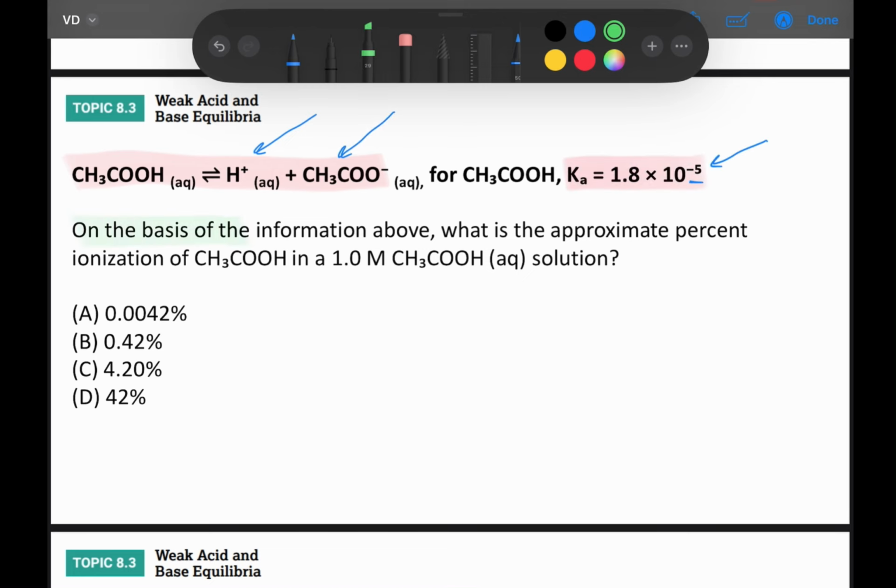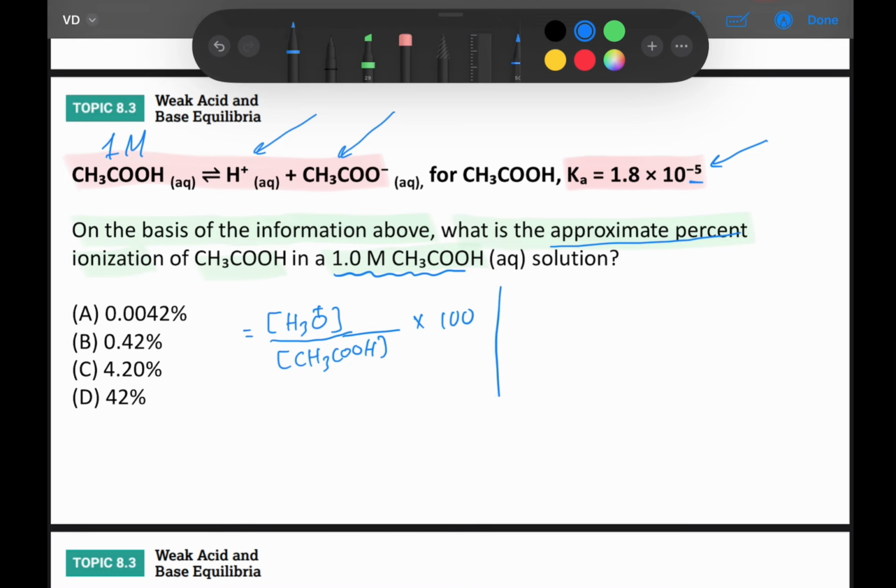On the basis of the information above, what is the approximate percent ionization of this acid at this molarity? Just keep in mind, this represents the original molarity of the acid, which is 1 molar. All right. The question is asking me to calculate the percent ionization. The percent ionization is equal to the concentration of hydronium ion divided by the original molarity of acetic acid, or the vinegar, multiplied by 100. So this is my target.